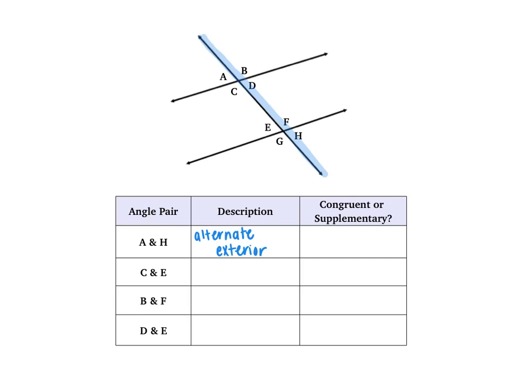C and E, this time they're on the same side of that transversal, and they're in between those parallel lines. So C and E would be an example of same side interior.